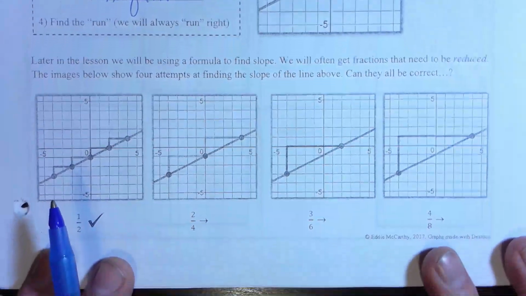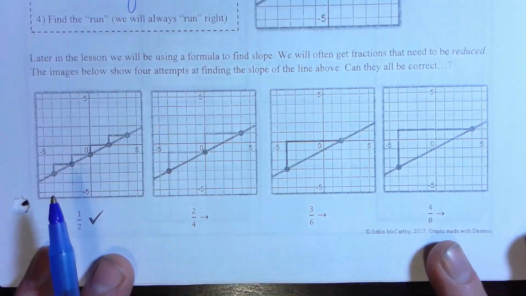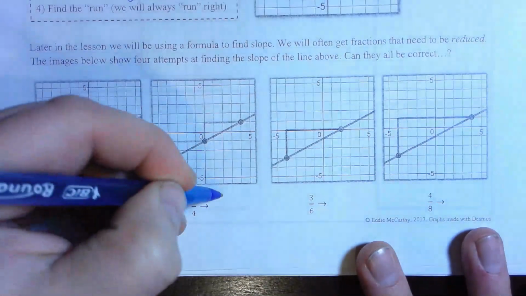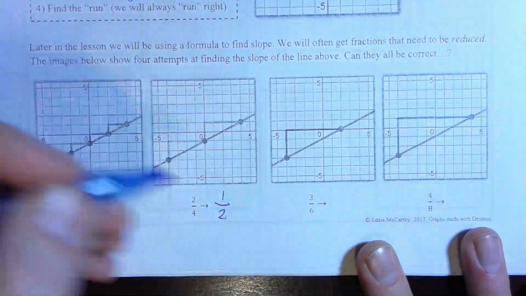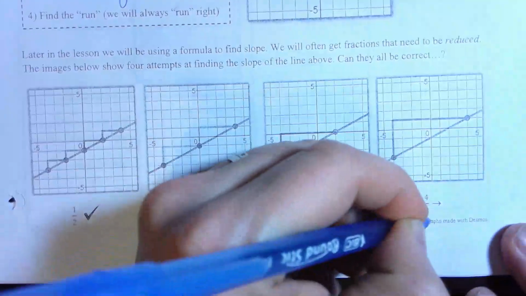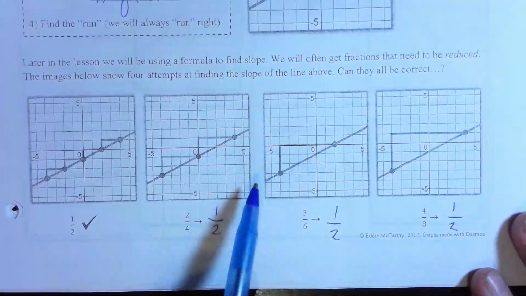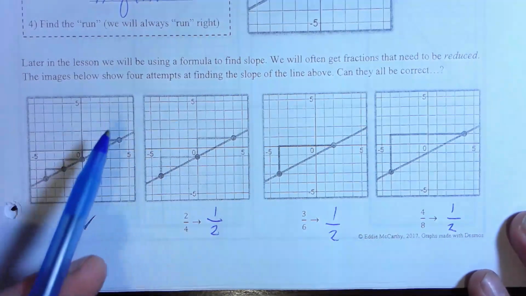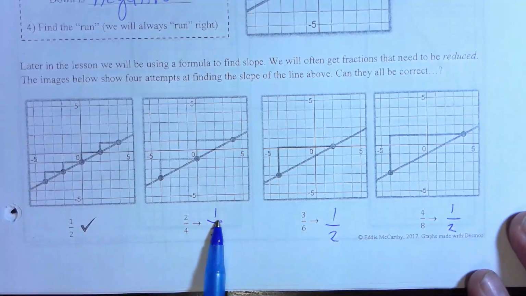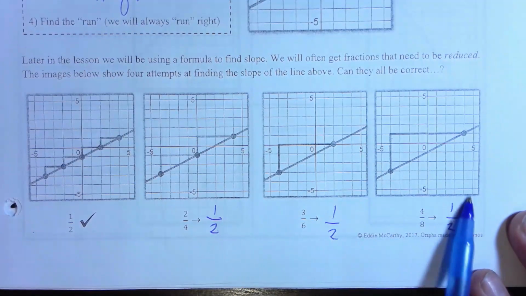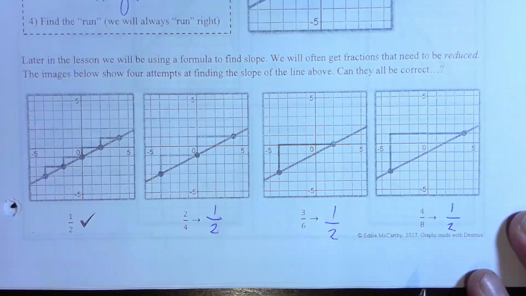Why are they all different numbers? Well, I know you are all brilliant, so you probably already see it. 2/4 equals 1/2. And 3/6 equals 1/2. And 4/8, well, that equals 1/2. No matter what 2 points I pick on this line, this is the same line, I am always going to get the same slope. And that is why we always want to make sure to reduce our slope, okay?